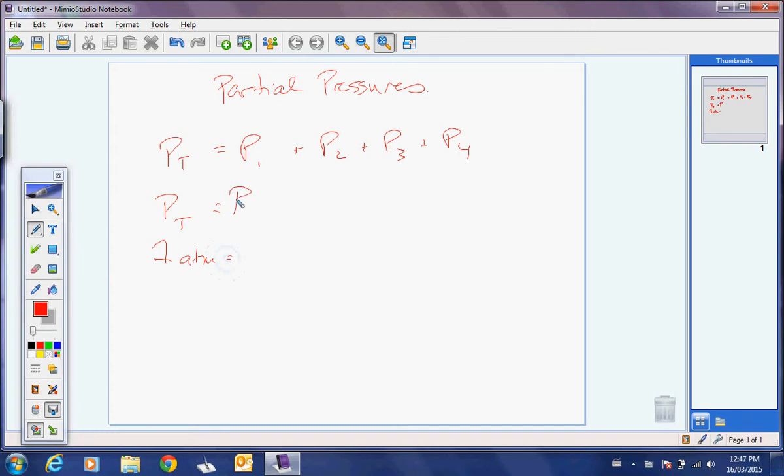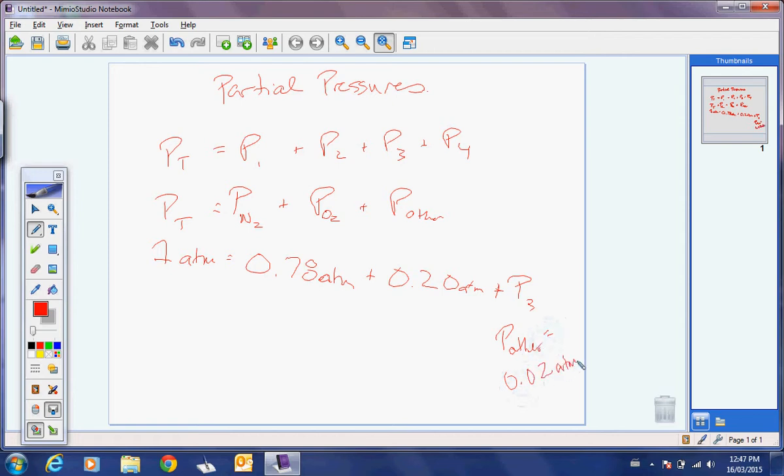The first pressure is from nitrogen, and let's say that pressure is 0.78 atmospheres. The second pressure, from oxygen, would be 0.20 atmospheres. And the pressure from all the other gases would have to then be what? So the pressure from the others must be 0.02 atmospheres. Everybody, that makes sense? Okay? So the pressures of all of the little gases add up to the pressure of the total air.